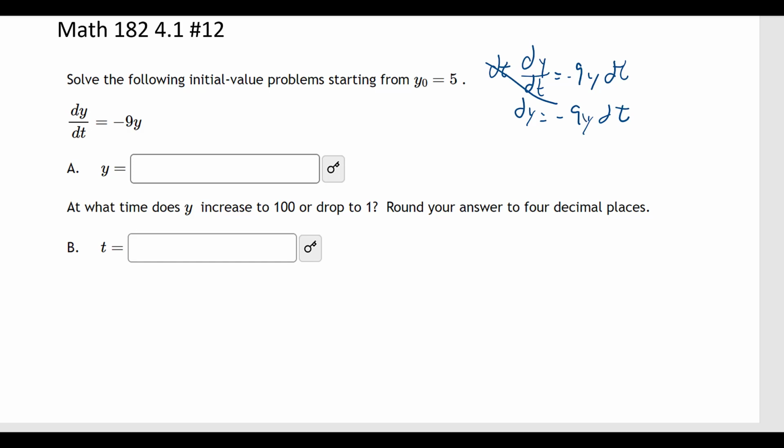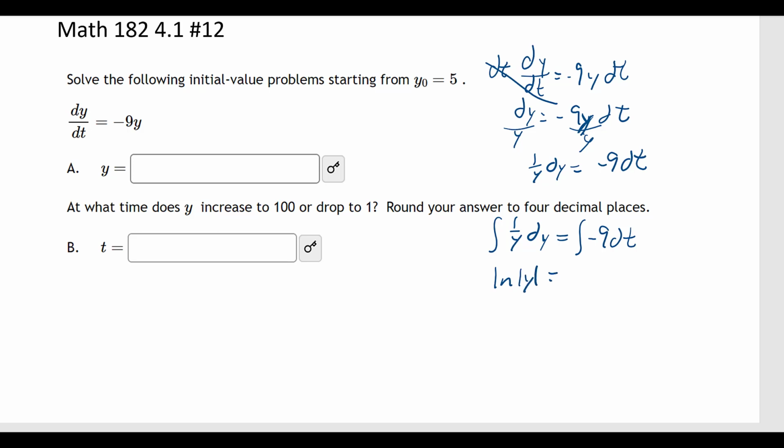Well, that's not going to work because y is a function of t, but we don't integrate it here. So I will divide both sides by y, and I have 1 over y dy equals negative 9 dt. Then if I integrate, I'll end up with the natural log of the absolute value of y equals negative 9t plus some constant, I'll call it c1.